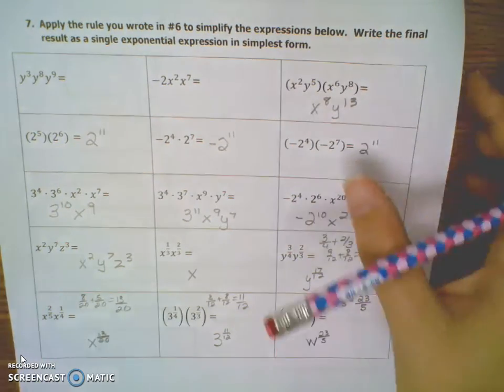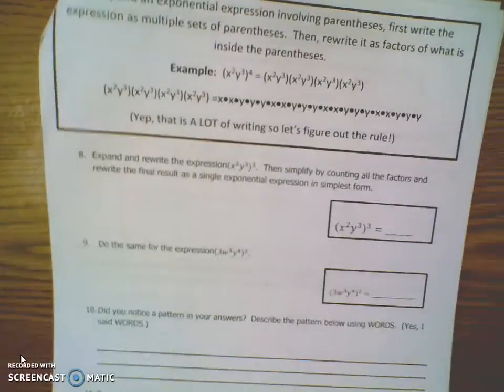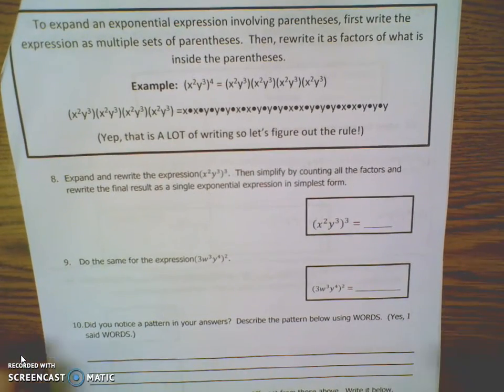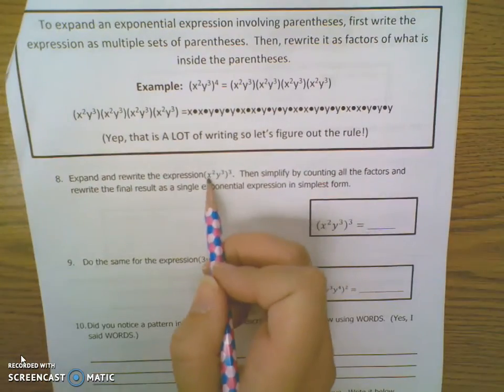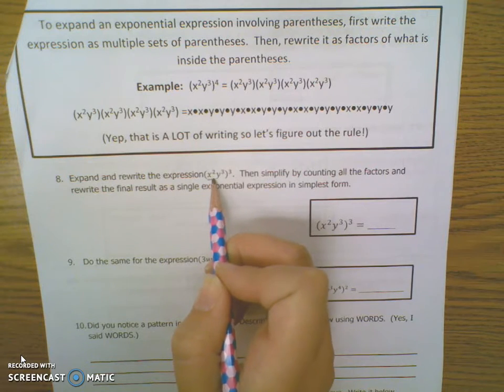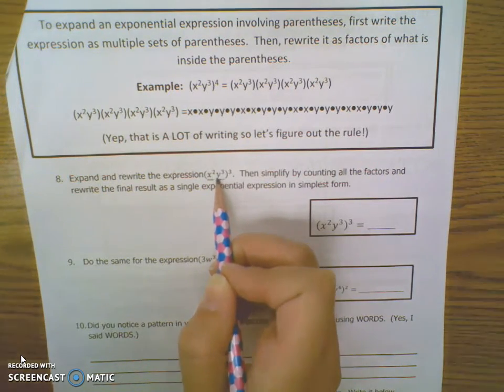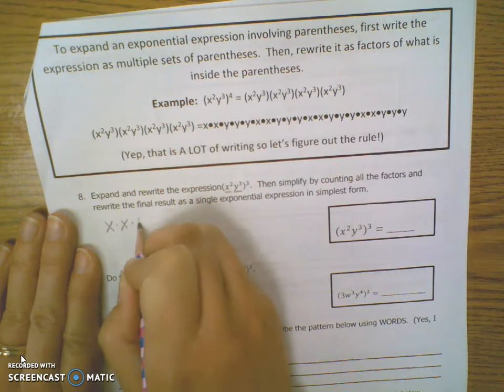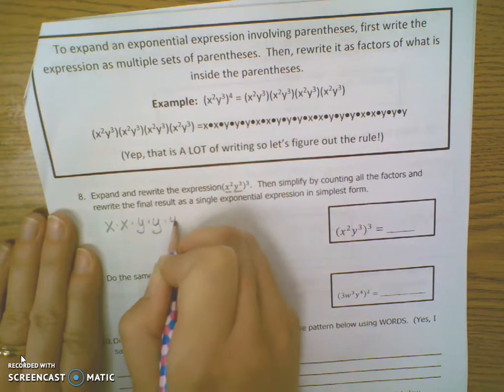And let's move on to the next part. So the next part we're going to do is called the power rule, or power of a power. So this one, when I have x squared y to the 3rd, I'm going to write that out in an expanded form. So x squared y to the 3rd.